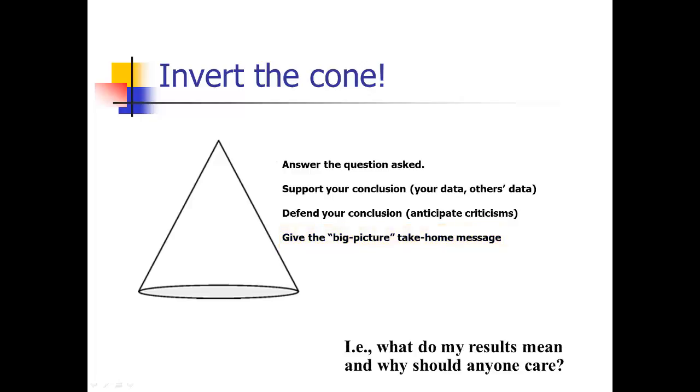So in other words, the discussion tells you what do my results mean and why should anyone care? And that's a very important point. A lot of times people will spend a lot of time saying what the results mean, but they spend too little time saying why those results are important. That means if somebody that's outside your immediate little niche area in science goes to read your paper, they're not going to know why they should care. You've got to make them care.